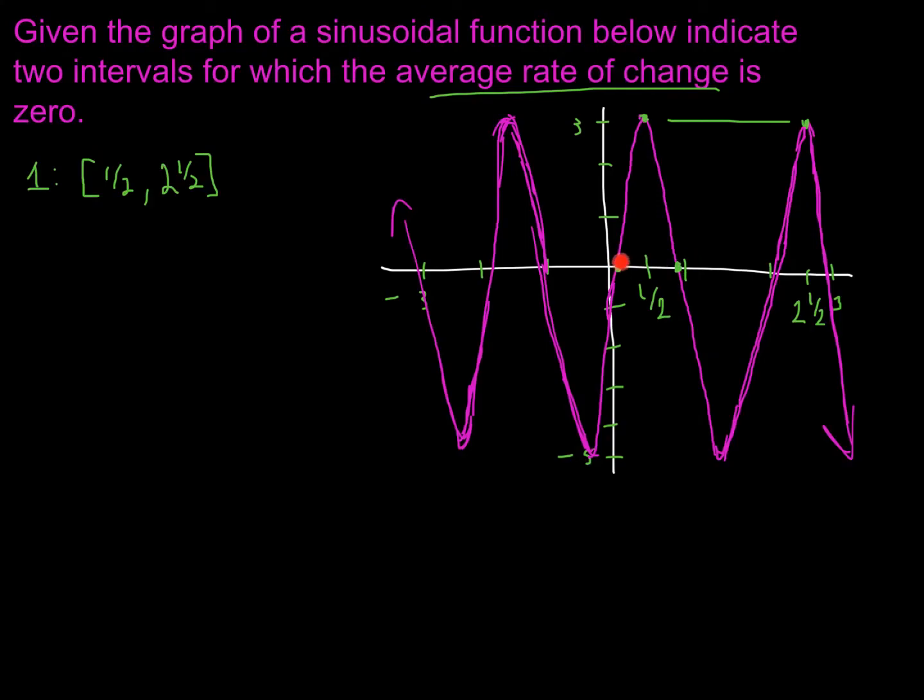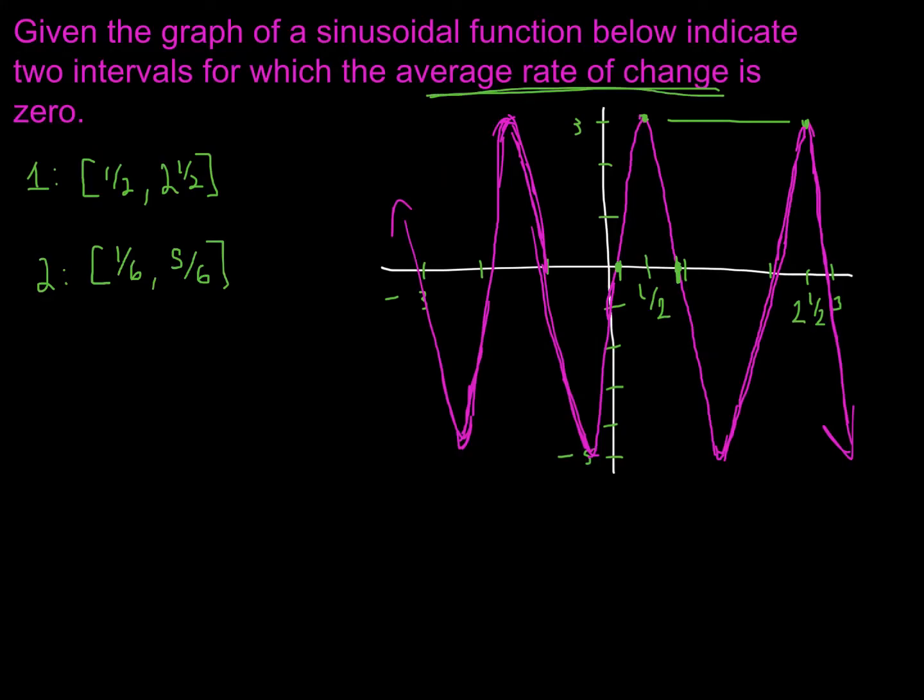And so I could say here, let's say that point occurs maybe at 1/4, and this occurs at 3/4. Maybe that's a little generous. Maybe we could say this is 1/6, and this is 5/6. So perhaps the second interval would be between 1/6 and 5/6. Okay.